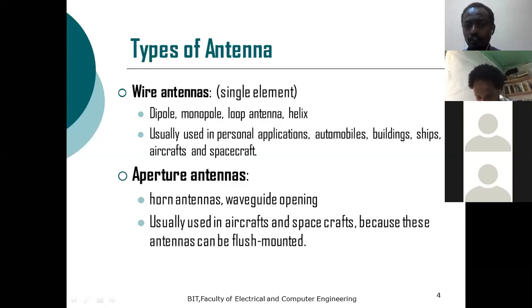The other type of classification is the aperture antenna. In this class, horn antennas and waveguides are aperture-like structures.